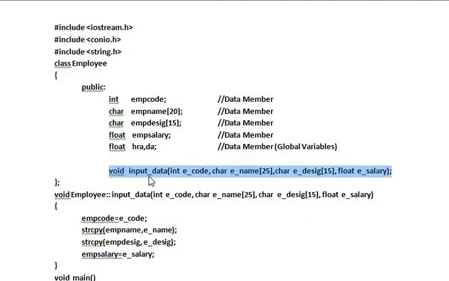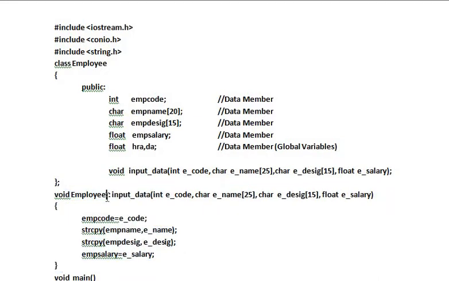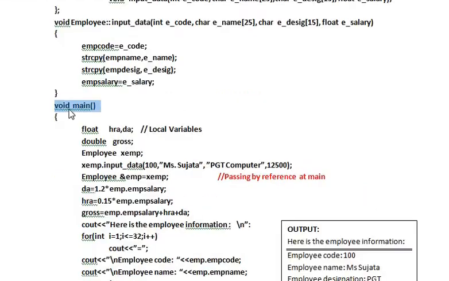The function input_data shows abstraction because its implementation details are hidden inside the class employee. They are not shown here. Instead, they are defined outside of the class with the help of this scope resolution operator. The program is going to start from main, as main is the inception of a C++ program.